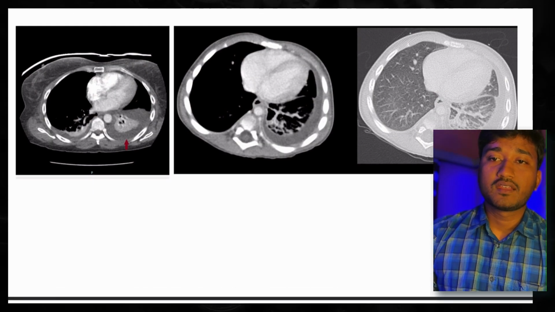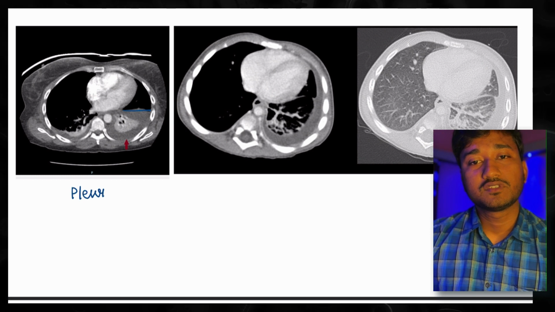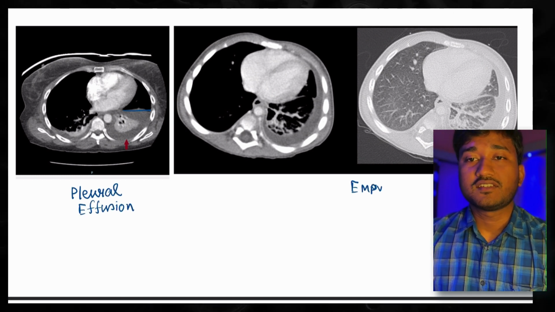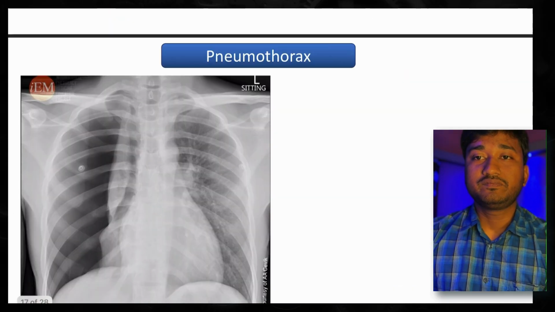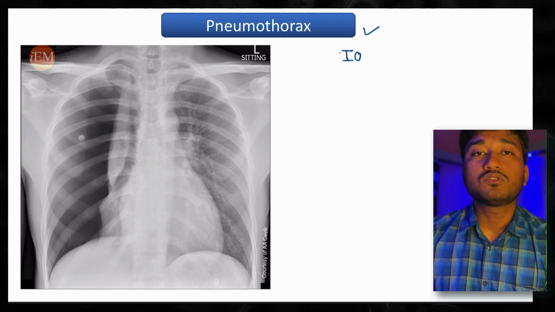So this is another HRCT you can see. The first photo, this is pleural effusion, because of gravity it is going down. But in empyema, look, this is not totally going down. So the second photo was empyema. Now let's talk about pneumothorax.